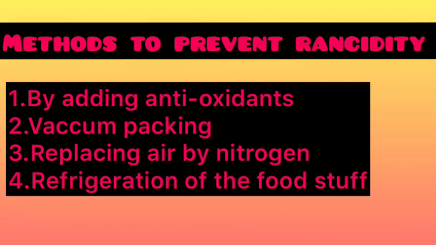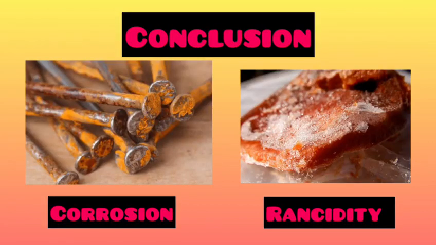We can prevent rancidity by adding antioxidants, and we can have the airtight packets, and we can replace air by nitrogen because that is also an antioxidant, and we can prevent rancidity by refrigeration also, means keeping the foodstuff into the refrigerator. It also slows down the process of oxidation.